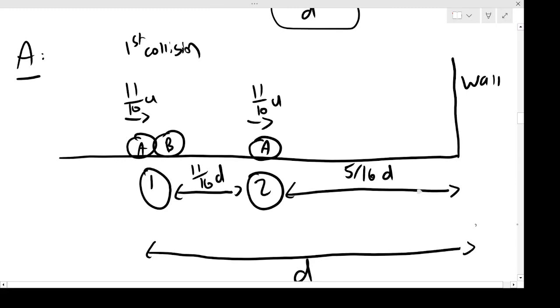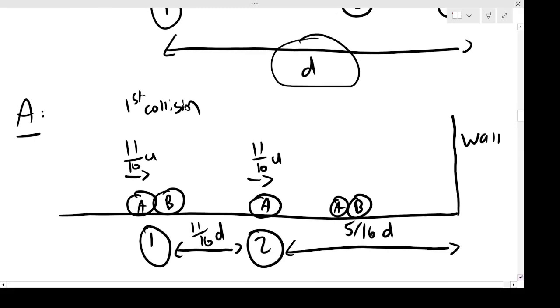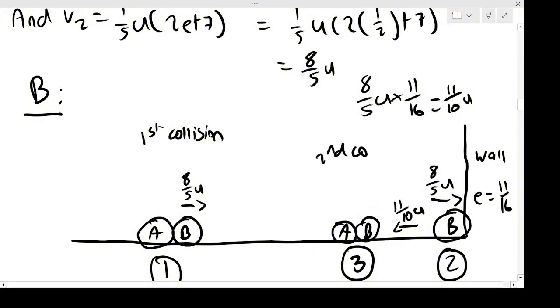Then I'm going to do the same for A. So A is going to continue moving forward, and then it's going to hit B at the same point, right? Then it's going to hit B here. And this is going to be point 3. Okay, this is going to be point 3. And hopefully happy with that. Okay, and this is going to be my second collision if you were to add that on. So hopefully happy with the diagram now.